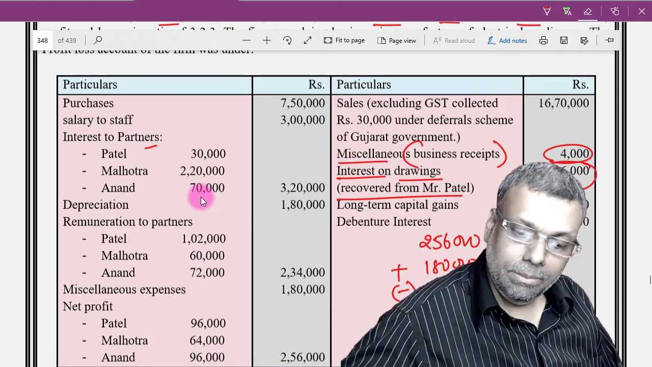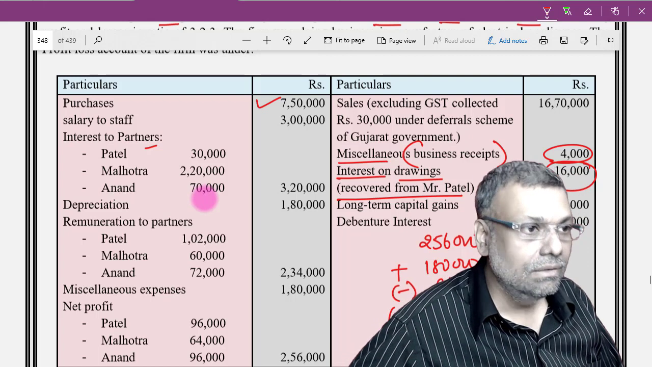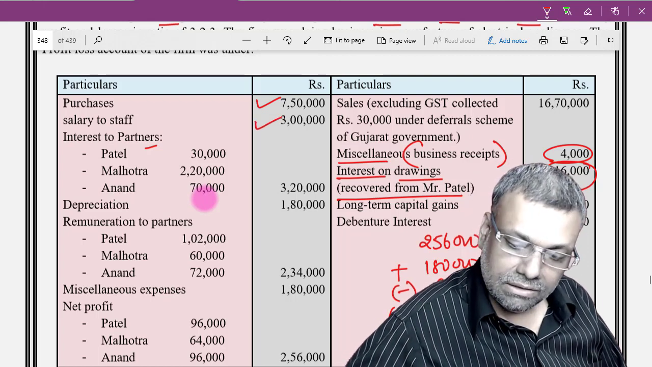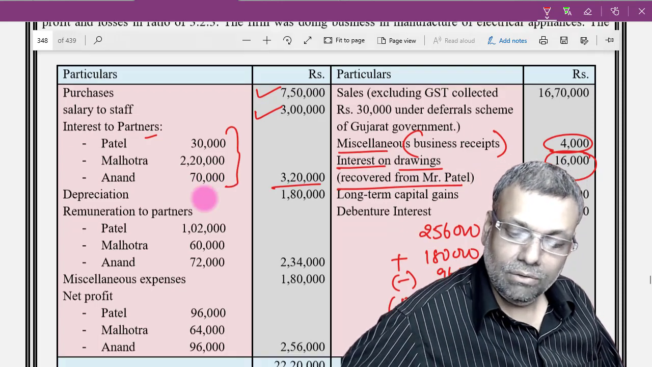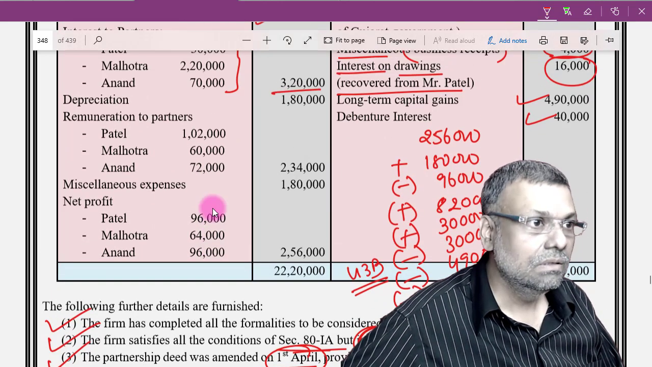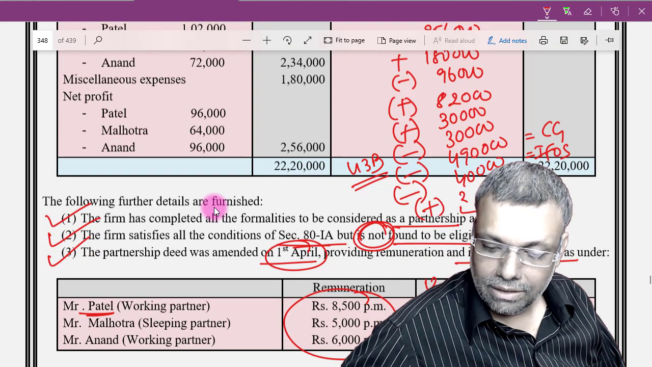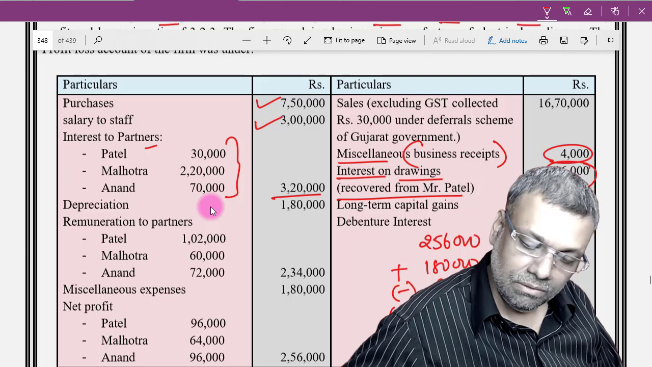Okay, on the debit side it is first of all purchase. No problem, purchase is okay. Then salary to staff is okay. Interest to partner, add totally 3,20,000, completely add. So add 3,20,000, that is total interest to add first of all.